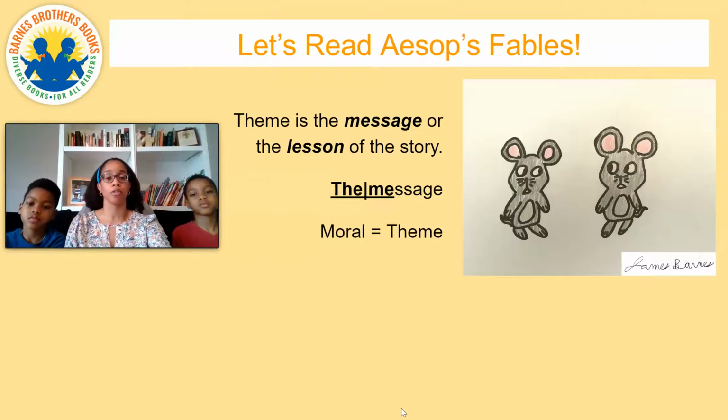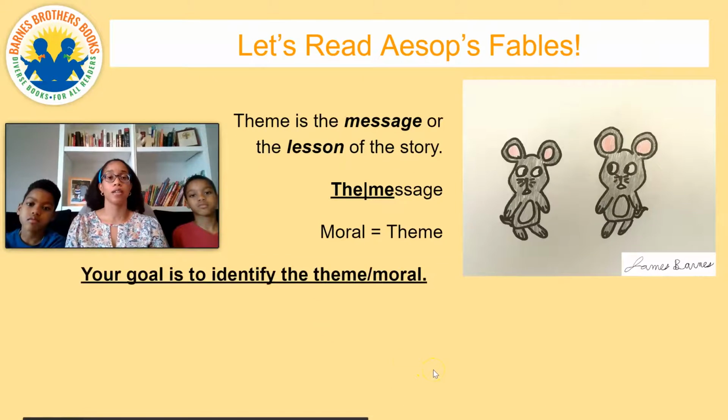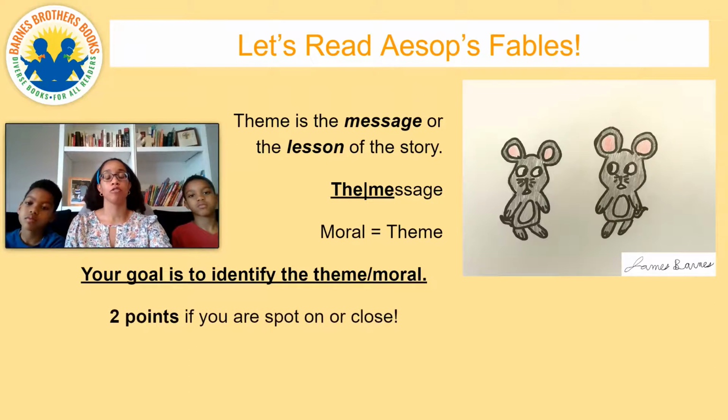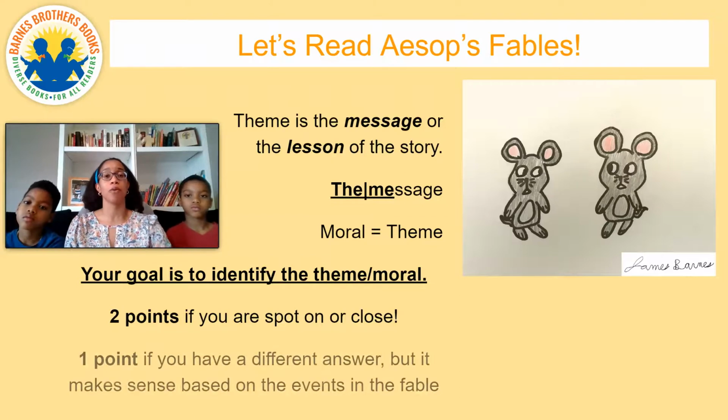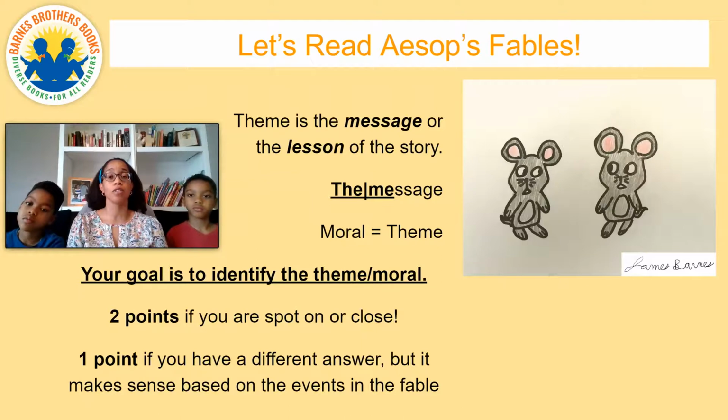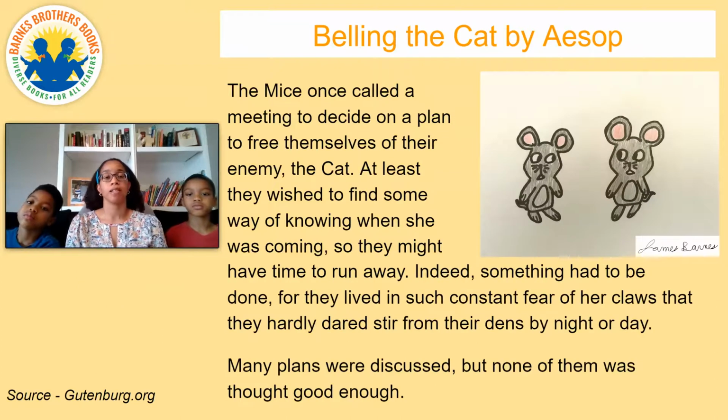So how this works, and it really doesn't matter what your age is, your goal is to identify the theme or the moral at the end of the story. Give yourself 2 points if you are spot on or close. Give yourself 1 point if you come up with a theme, but it's not the theme that was given at the end of the story. I always tell students that a story can have more than one theme, more than one lesson. And if your lesson makes sense based on the events that happen in the story, then you can give yourself a point. Today's story is called Belling the Cat.